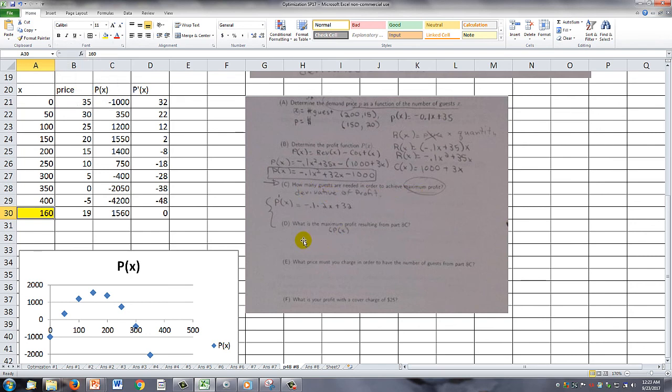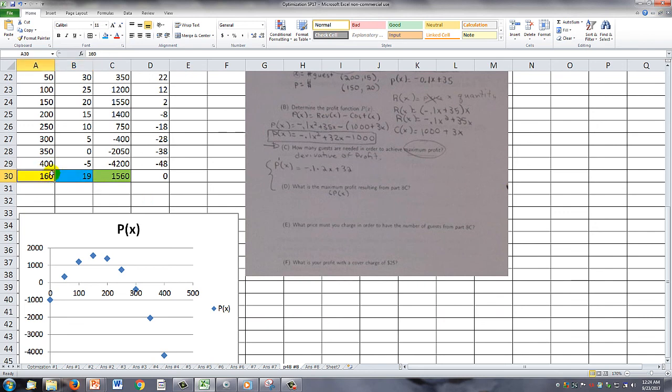And then question D, what is the maximum profit? Well, that's in the original profit function section, and the maximum profit is $1,560. And then question E, what price must you charge in order to have that many guests? And that is right here in our P column. So that would be $19.